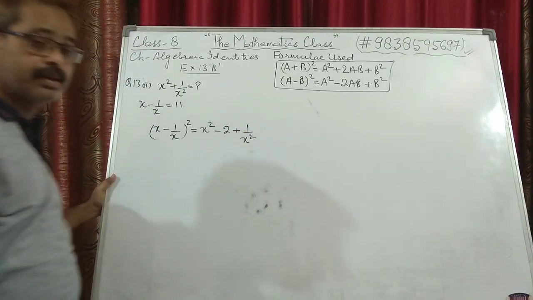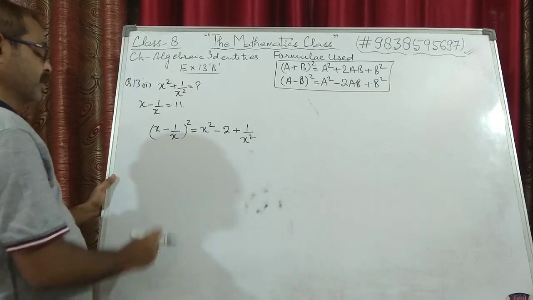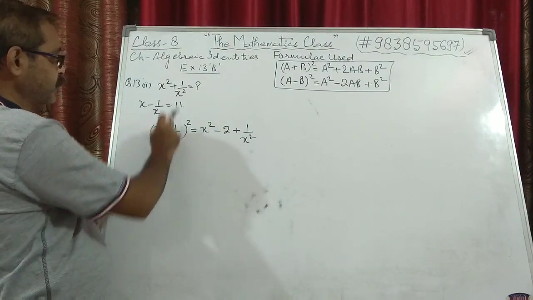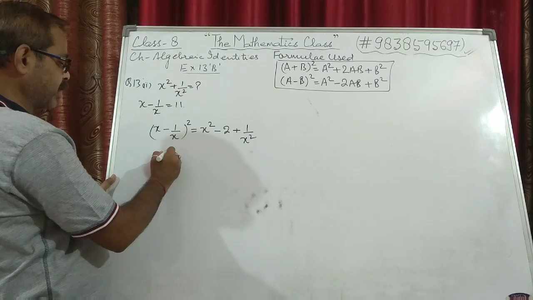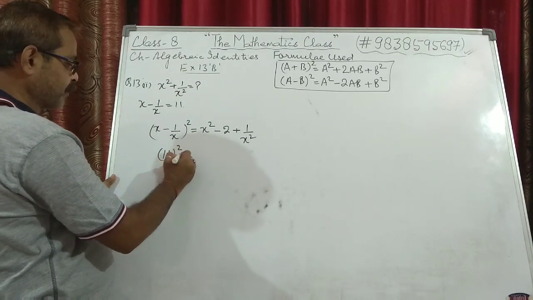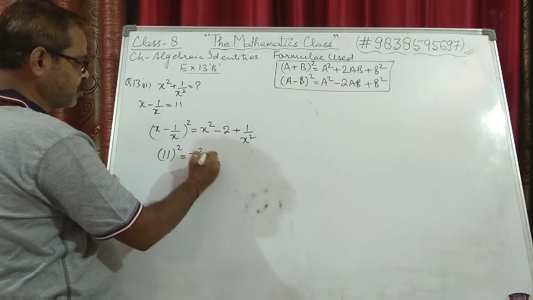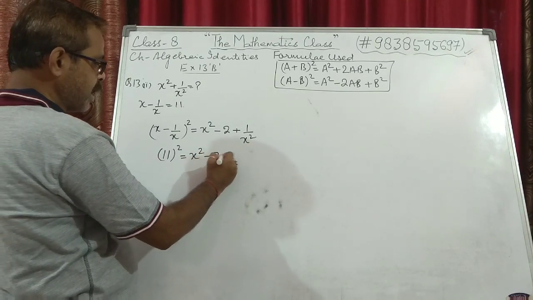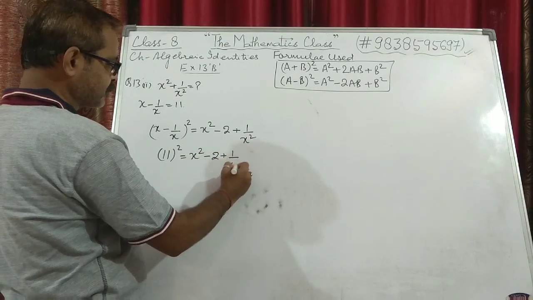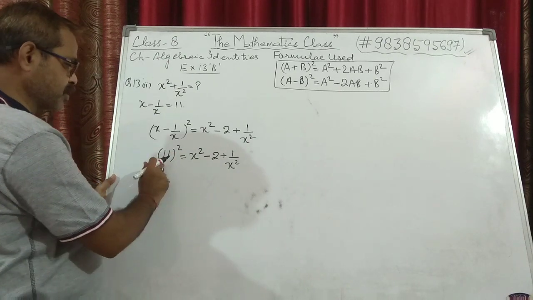This we have studied in the previous class. So x minus 1 upon x is given as 11. We will put 11 and its square. We have to find x square, that is unknown, minus 2 plus 1 upon x square. Minus 2 comes to the side.